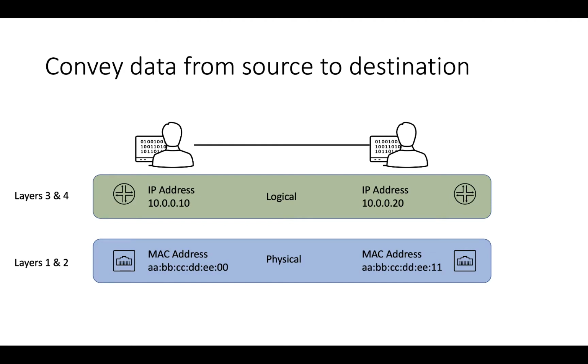Layers 1 and 2 and layers 3 and 4 both generally serve the same purpose. They convey data from a source address to a destination address. Layers 3 and 4 are responsible for the logical link between the IP addresses, and layers 1 and 2 are responsible for the physical link. There's another protocol called Address Resolution Protocol, or ARP, that is responsible for resolving the logical IP address to the physical MAC address. We'll discuss ARP in another session.